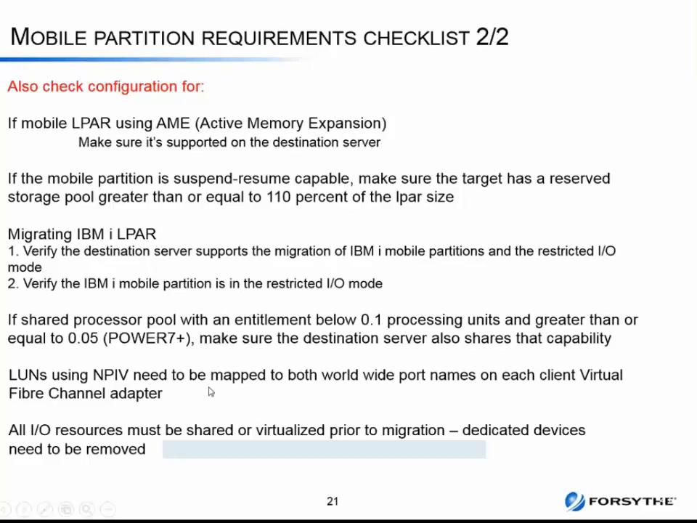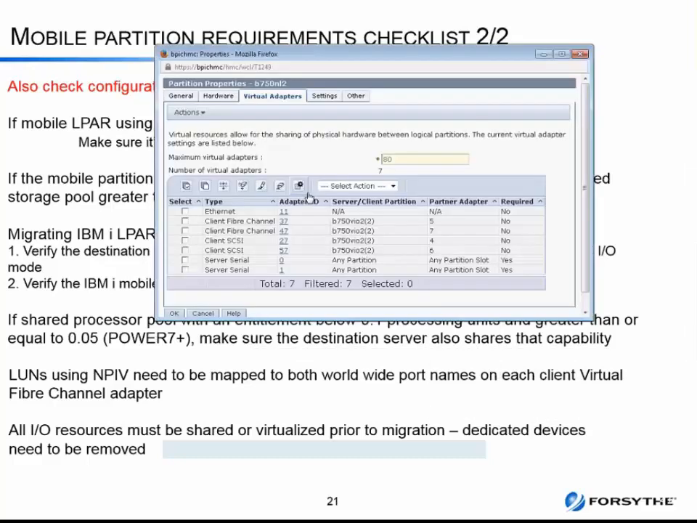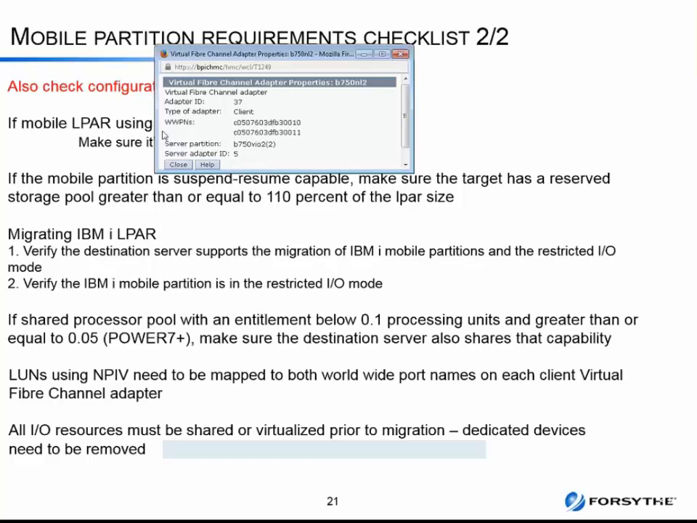Also with NPIV, one of the things that you'll find is that there are actually two worldwide names. And those worldwide names, we have to map both of them. So if I go to my LPAR here, here's my virtual fiber. If you have a look here, you'll see there are two worldwide port names. When the LPAR's up, this one that ends 10 will light up. The one that ends 11 never lights up.